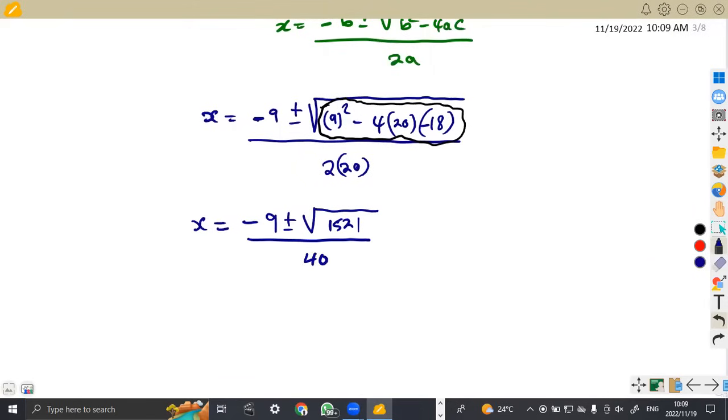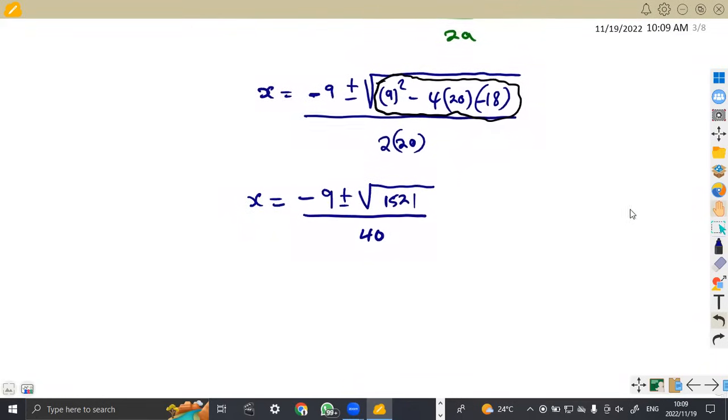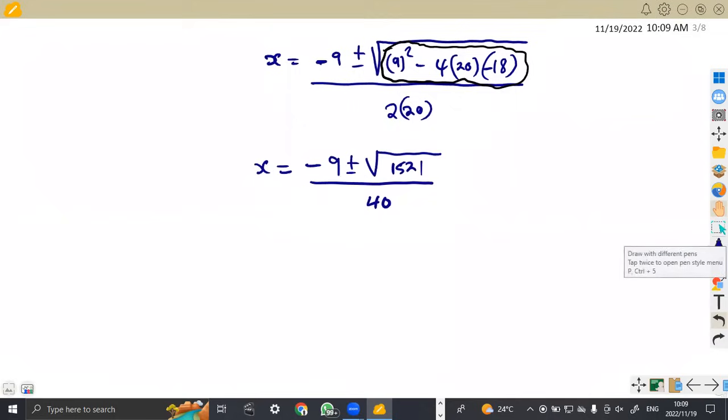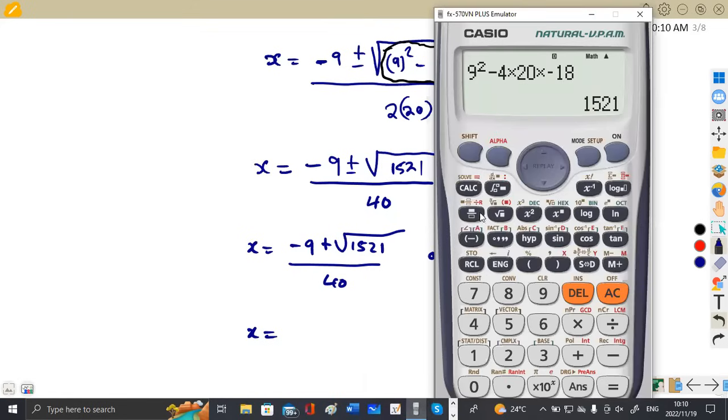We can actually separate from there, or you can just use your calculator directly from this stage, or you can separate the answers. Since we've got a plus or minus, we can have x equal to negative 9 plus the square root of 1521 over 40, or the other x, which is negative 9 minus the square root of 1521 over 40. So we can simplify now directly from our calculators: the fraction, negative 9 plus the square root of 1521, everything divided by 40.